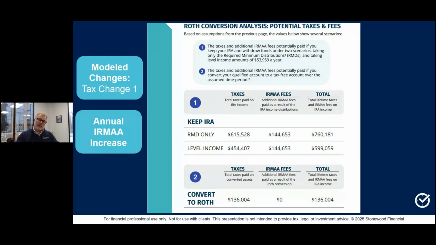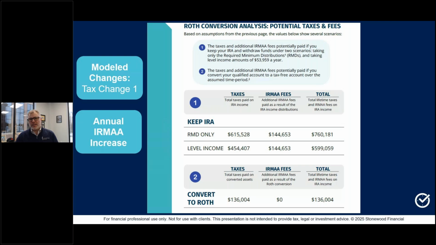Actually, since 2019, the number's been north of 7. Now, last year, they did us a favor. It was only 5.9. But we need to model that. And so I assumed a 6% increase of IRMAA into the report. And that's why just that 6% increase is why the lifetime surcharges went from 30 grand all the way up to 144.